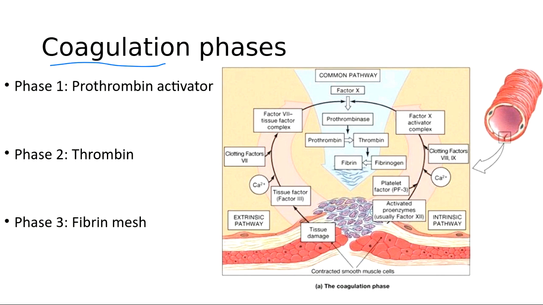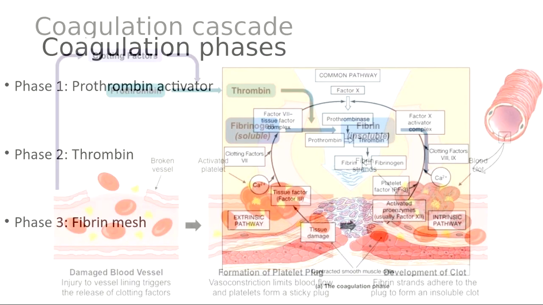Factor 10 is going to quickly become factor 10A, which combines with calcium, and it is going to form something called prothrombin activator. Prothrombin activator. All right, let me just look through for 1 second. I thought I had something better here.